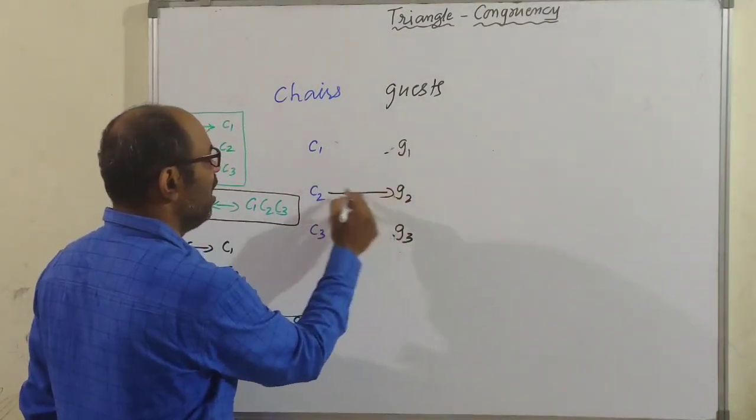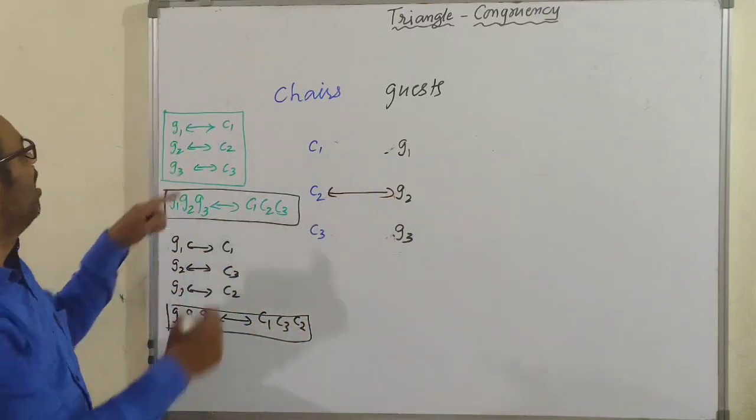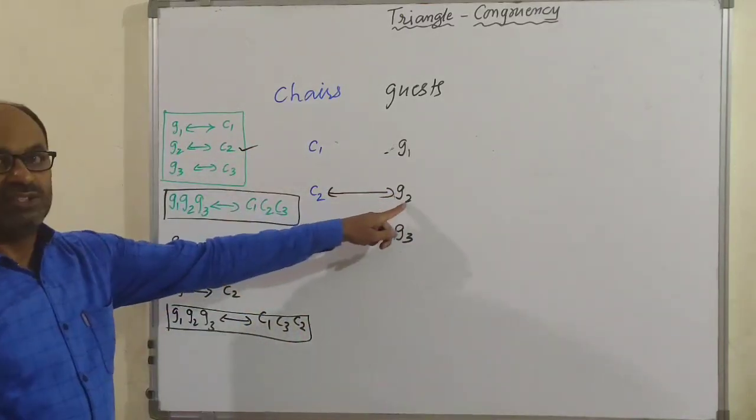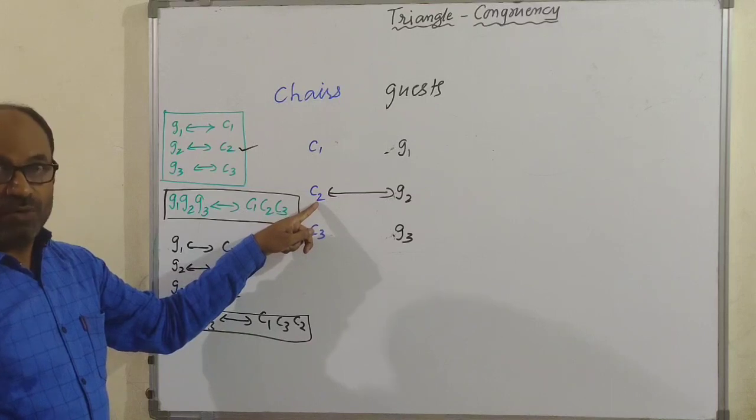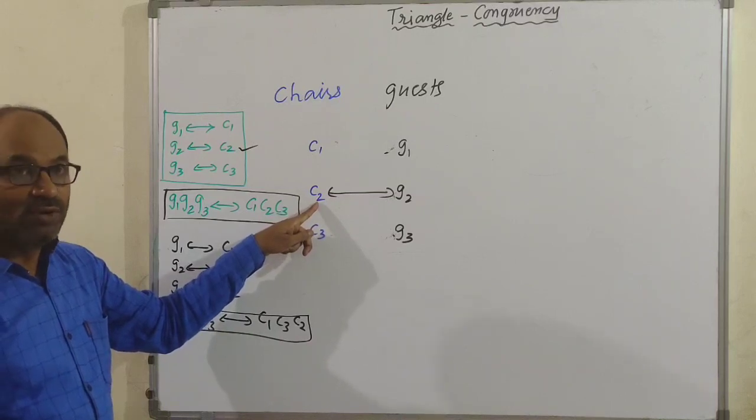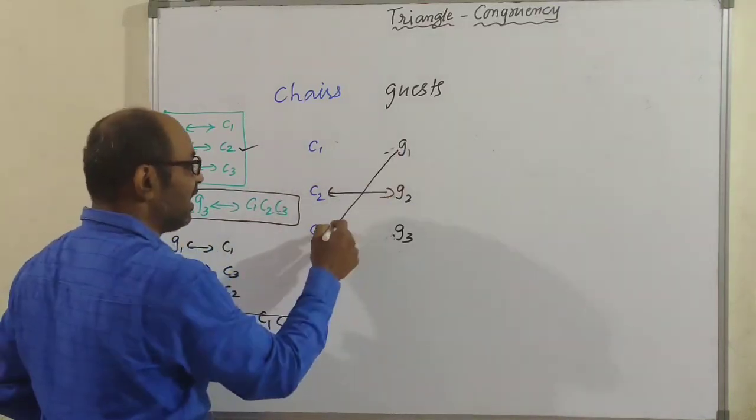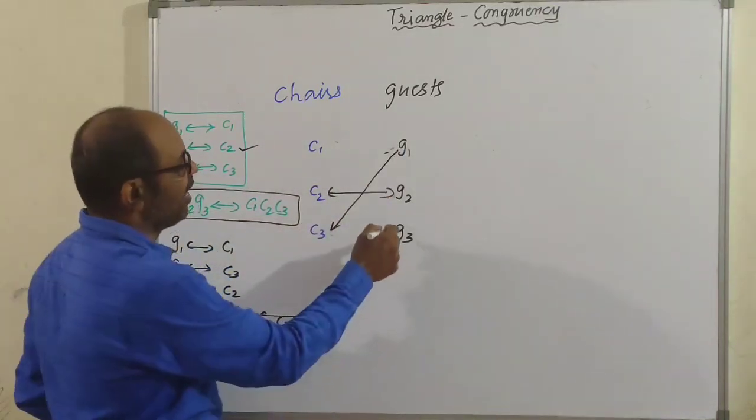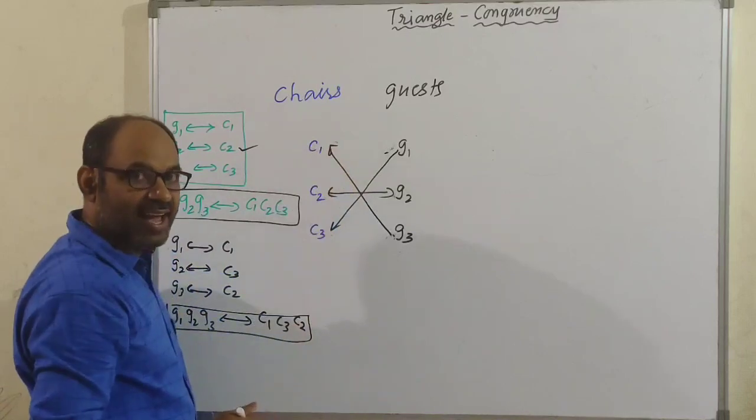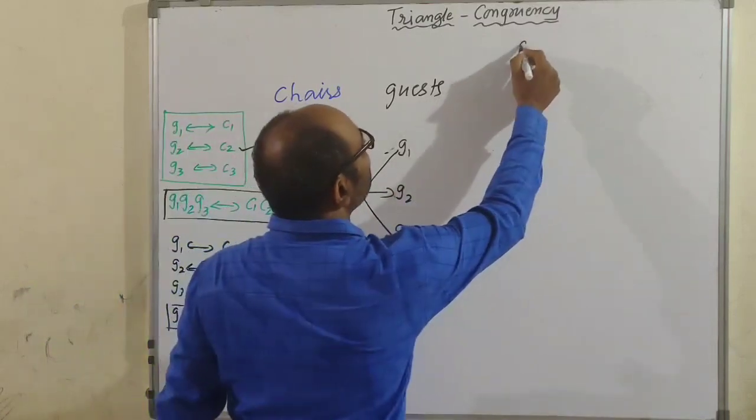Now this time I don't change the second one. Guest 2 is connected to chair 2. Guest 1, instead of chair 1, gets connected to chair 3. And guest 3 gets connected to chair 1. So this is another arrangement.